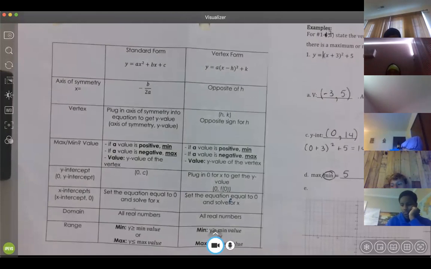Any questions about A through D so far before we start graphing it?